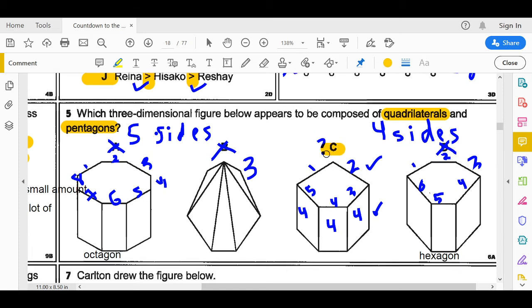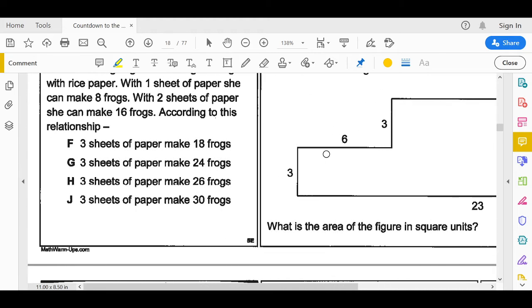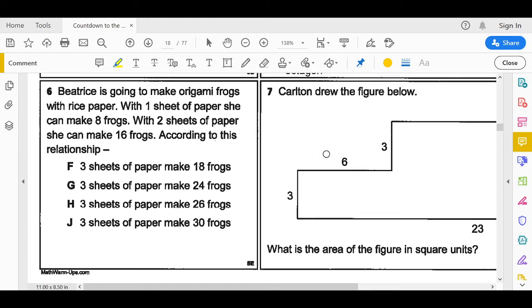Okay. We're about to finish here. Let's go to number 6. Beatrice is going to make origami frogs with rice paper. With 1 sheet of paper, she can make 8 frogs. With 2 sheets of paper, she can make 16 frogs. According to this relationship, and then we're going to read the options. So let me just write it down here. With 1 sheet of paper, she makes 8. With 2, she makes 16.